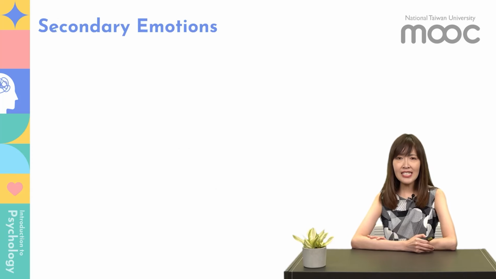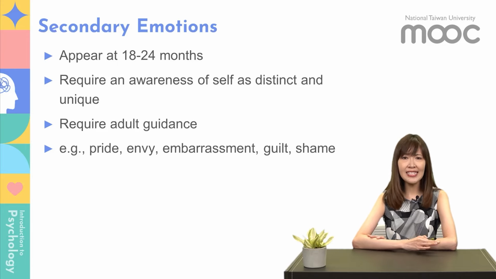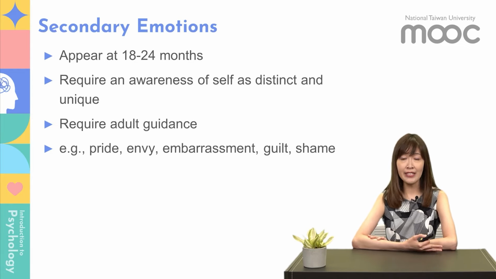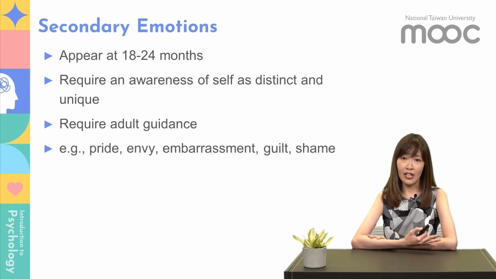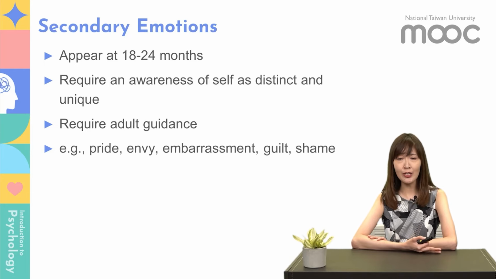Then next, let's look at secondary emotions. Now we know that babies have basic emotions during the first few months of life. But then later, as they get into 18 to 24 months old, they also show some secondary emotions. And these emotions include pride, envy, embarrassment, guilt, and shame. But why are they called secondary emotions? Well, they are not innate. Babies or toddlers have to learn these emotions from parents or from the environment, from the culture.